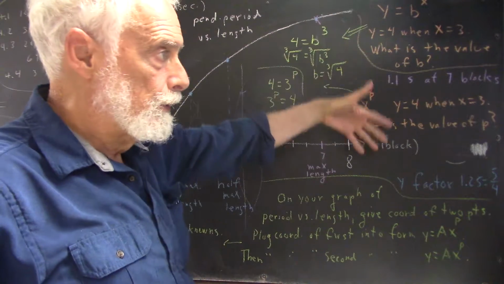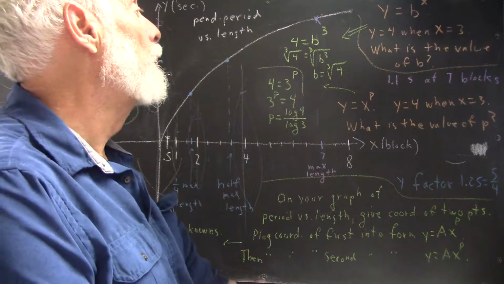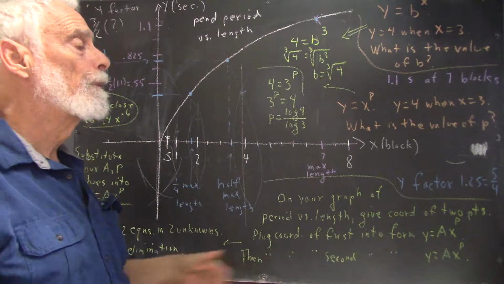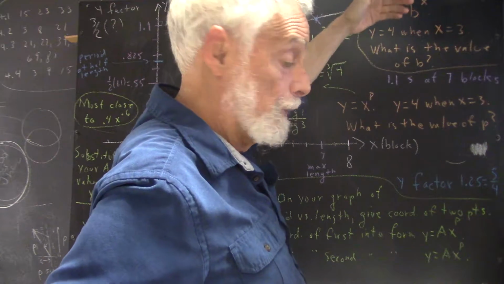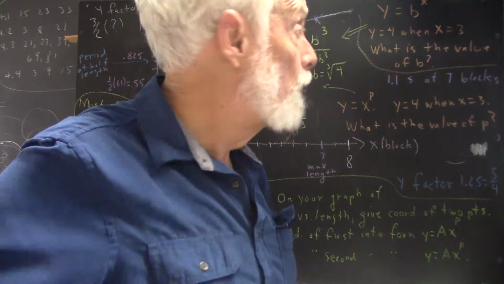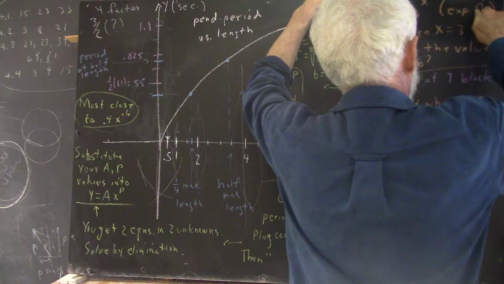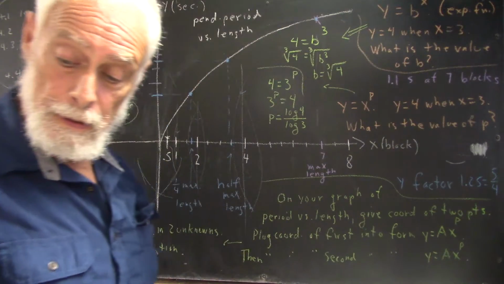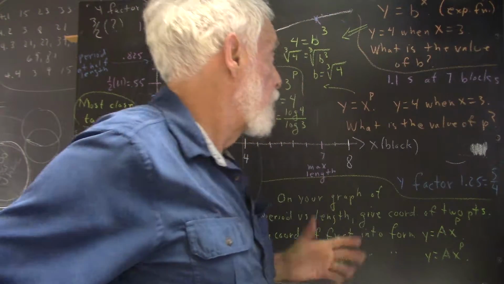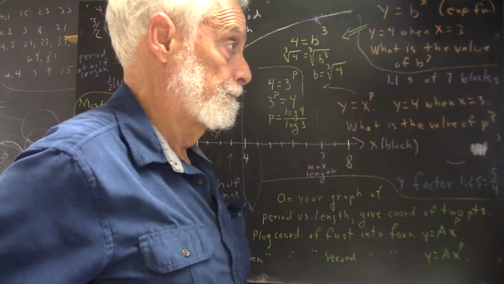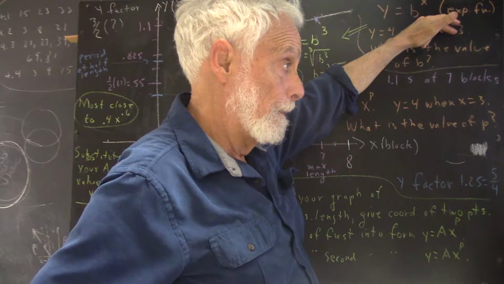Now I asked two related questions here, one kind of related to power function graphs, one not. The first question, which has the simpler answer, is if you have y equals b to the x, and remember that is an exponential function, Y is an exponential function of x. And you know that y equals 4 when x equals 3. Our question is, what is the value of b? What's the value of b if, for this function, y equals 4 when x equals 3?